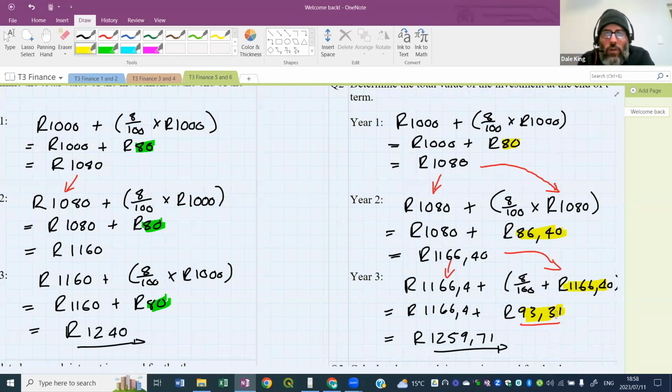Okay. So if you look at these two calculations here, the compound interest calculation will always give you more at the end of the year, at the end of your term. All right. Because you're earning interest on your interest, which is extremely powerful.